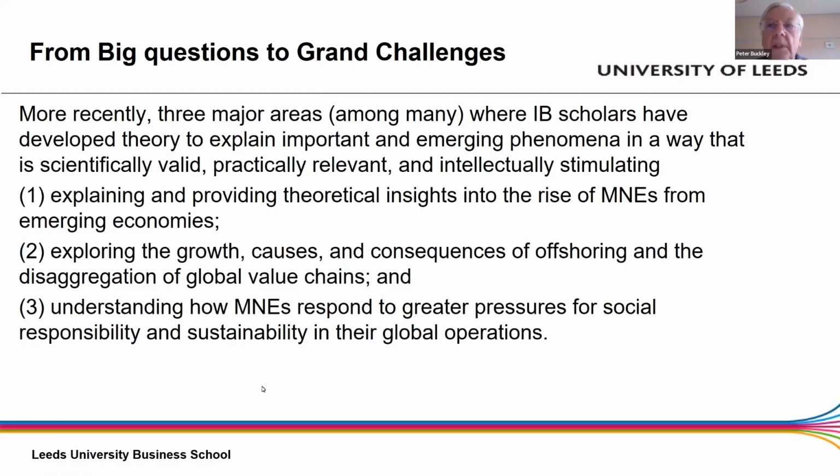But what about all the activities that firms carry out outside their own boundaries? And how about the role that they play in managing global value chains rather than trying to internalize all the activities? So the empirical observation here is one of the disaggregation of global value chains. And how do multinationals deal with that? What are the consequences of offshoring? What are the consequences of disaggregating global value chains?